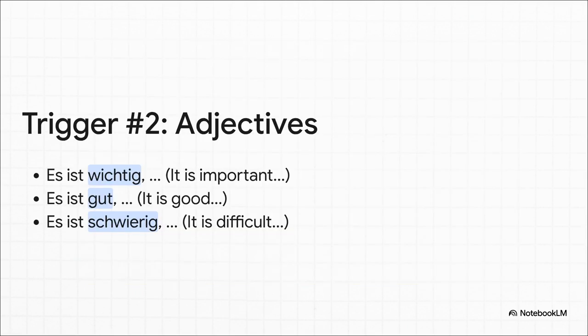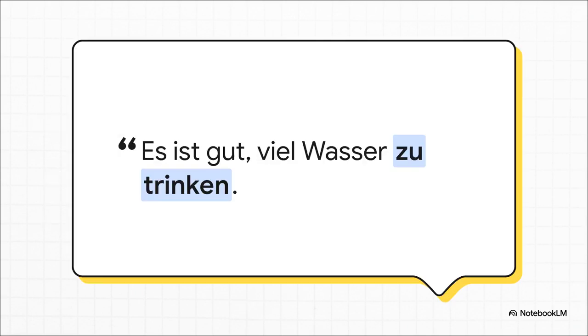All right, on to our second trigger. This time, it's not a single verb. It's often a whole phrase built around an adjective, usually starting with "es ist," which just means "it is." So you get phrases like, "it is important," "it is good," or "it is difficult." For instance, if you say, "es ist gut," "it is good," well, okay, but good to do what? The sentence is just hanging there. The zu clause comes in to save the day and provide that missing information, "es ist gut, viel Wasser zu trinken."